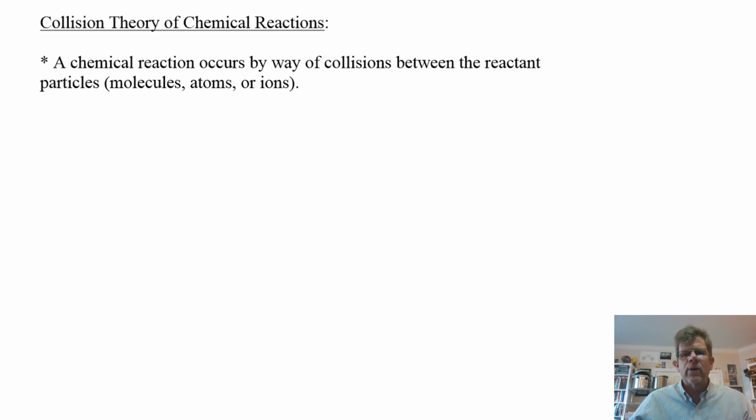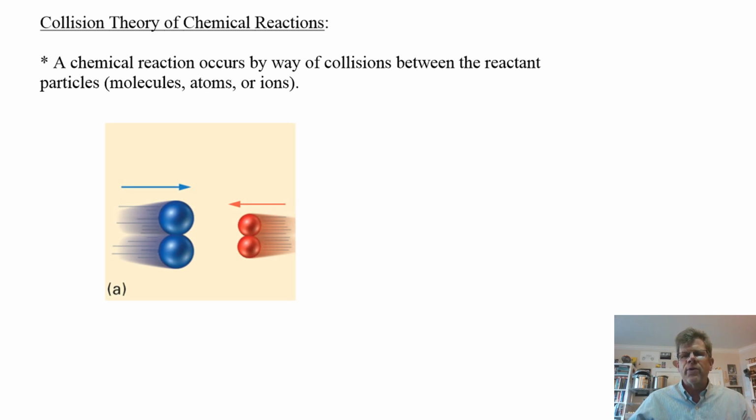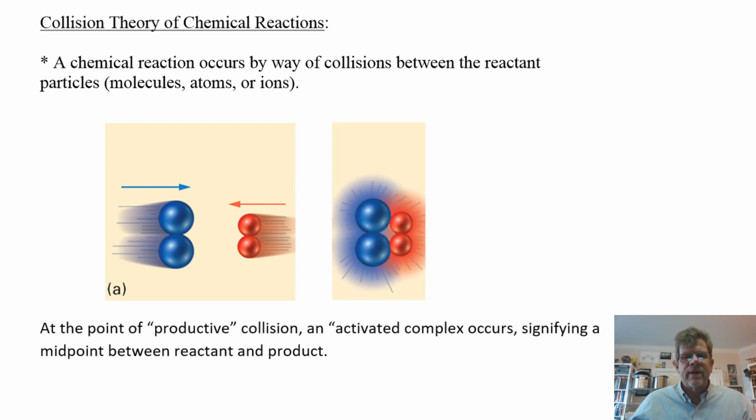So if we look at a typical reaction, we start with two reactant particles, and they are moving towards each other at a particular rate of speed, at which time they collide. And when they collide, in order to move towards products, they have to have what's called a productive collision. So we can have an unproductive or a productive collision. If we have a productive collision, we get what's called an activated complex. Now, this signifies sort of a midpoint between reactant and product. It is both and neither.